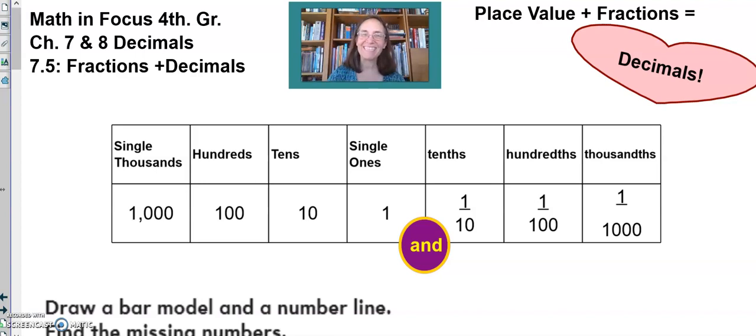Hello, my mathematicians. This is Miss Foster with Math in Focus, Grade 4, Chapter 7, Lesson 5, where we fully explore the relationships between fractions and decimals. They're both about pieces and parts, but decimals are part of our place value system. And where this is going to get tricky is using equivalent fractions.